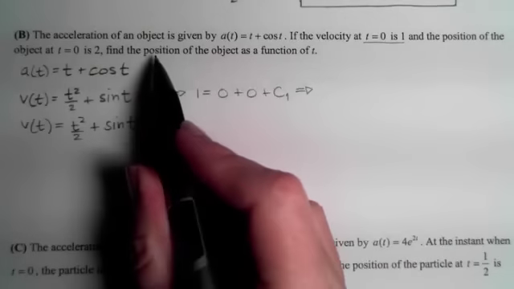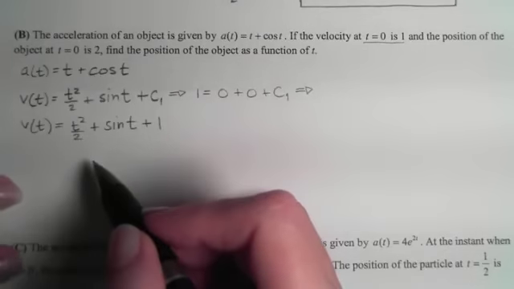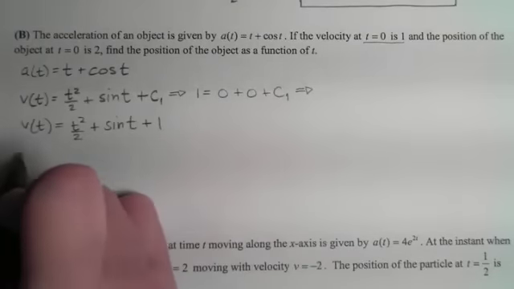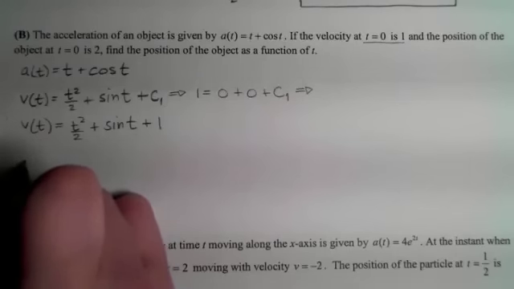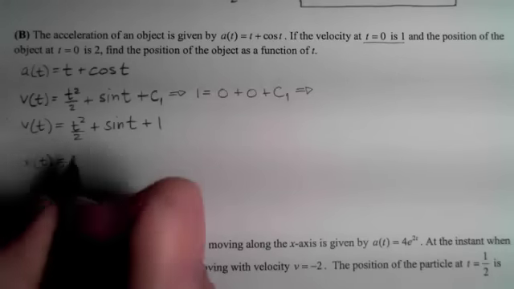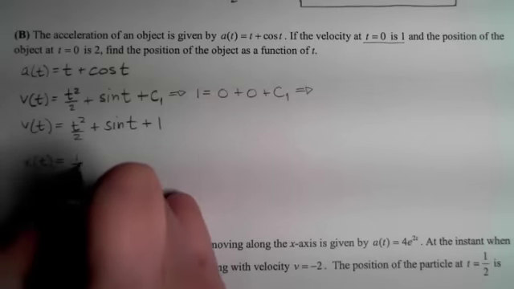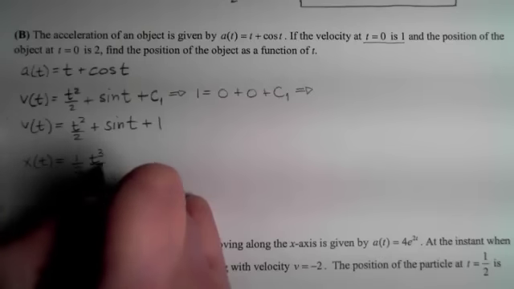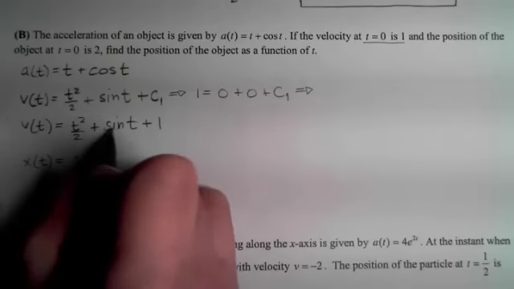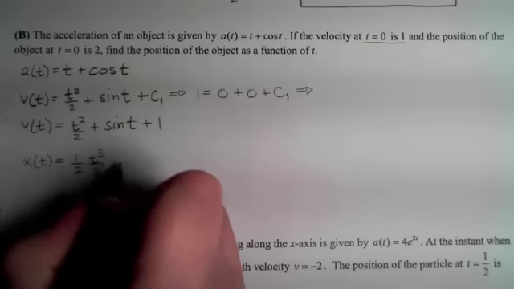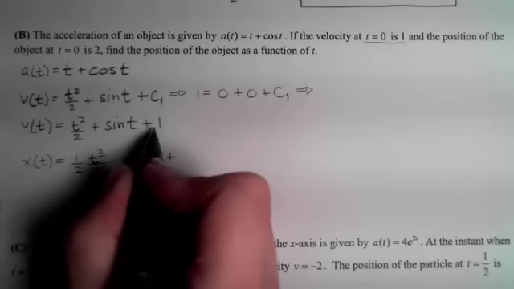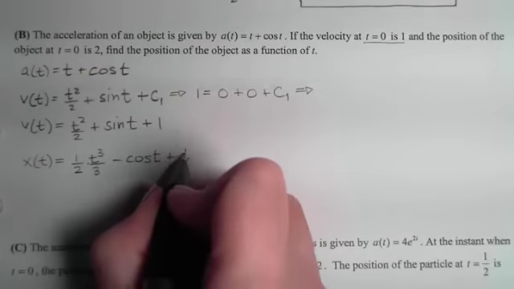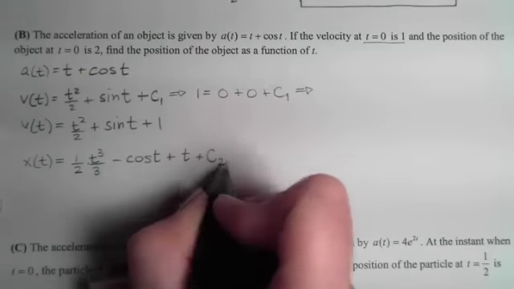Now, since the goal is to find the position, I've got to do the antiderivative one more time. So antiderivative of v of t, or what did I take the derivative of that gave me velocity, is my position curve. So x of t will be the constant, add 1 to the power, divide by the new power. What did I take the derivative of that gave me sine? Well, that's a negative cosine. What did I take the derivative of that gave me a 1? That's just a t, and then I add my second constant.